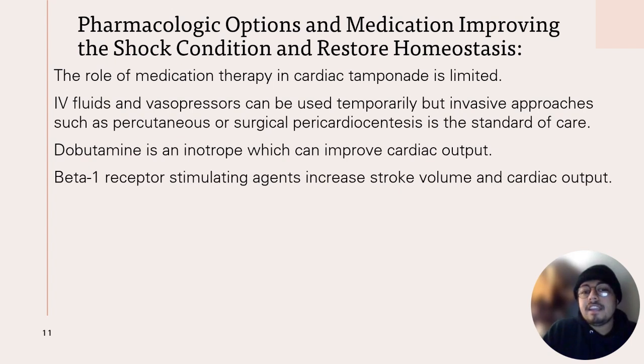So we are very limited in the role of medication therapy to treat cardiac tamponade, but IV fluids and vasopressors can be used temporarily, but invasive approaches such as surgical pericardiocentesis are usually the standard of care. Dobutamine is an inotrope, which can improve cardiac output, and that's what we need, to have that heart work against that pressure. But again, it's a double-edged sword, so you're putting a lot of stress on that heart ventricle as well. Beta-1 receptor stimulating agents increase stroke volume and cardiac output as well, which is good for the heart to really push up that volume.